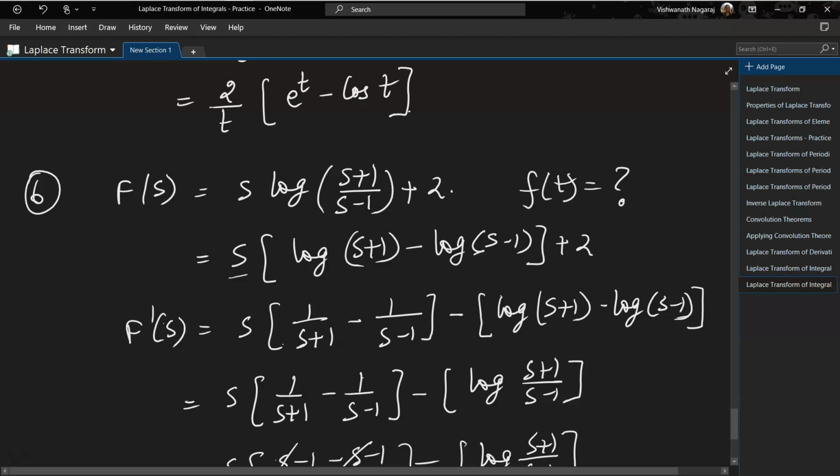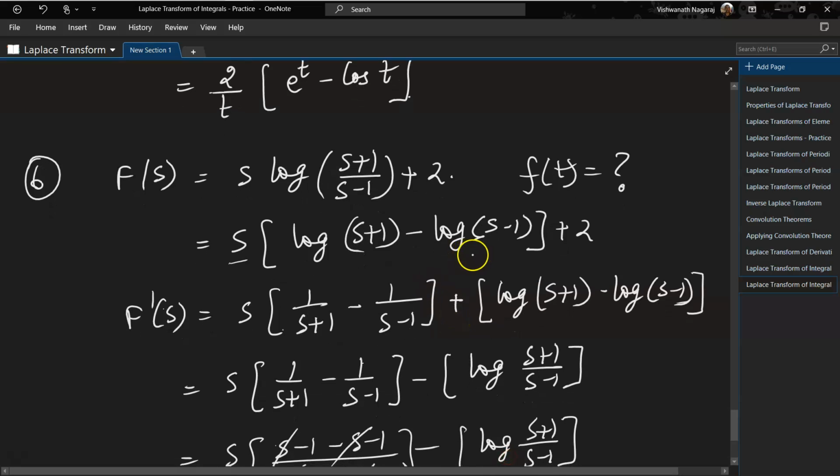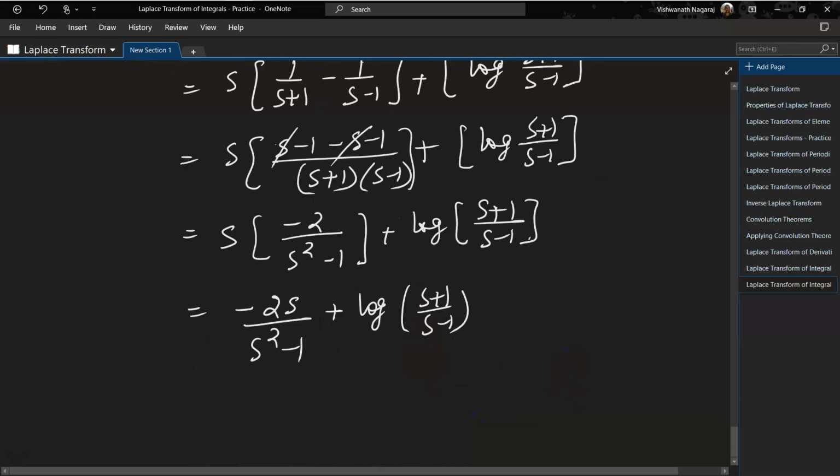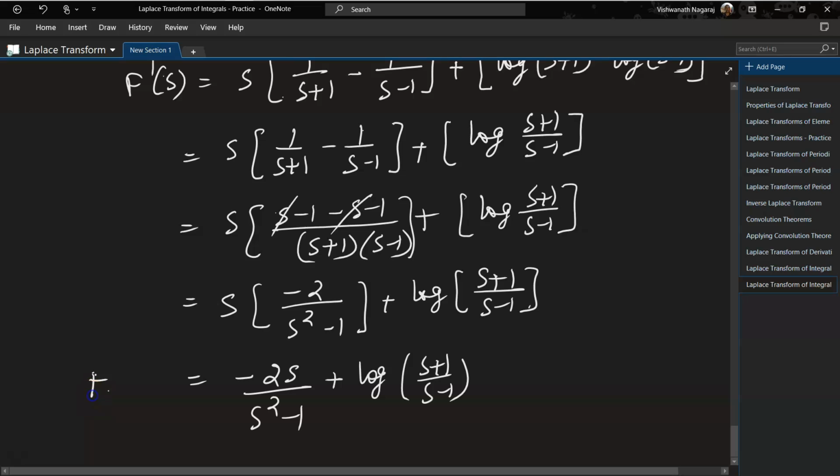If you notice, I applied the product rule here. So here s as it is, then the differentiation of this, then should come plus. In the quotient rule we have minus, but here in the product rule we have plus, and then we differentiate s and leave this as it is. So that is one mistake. Okay, so this is f prime of s.